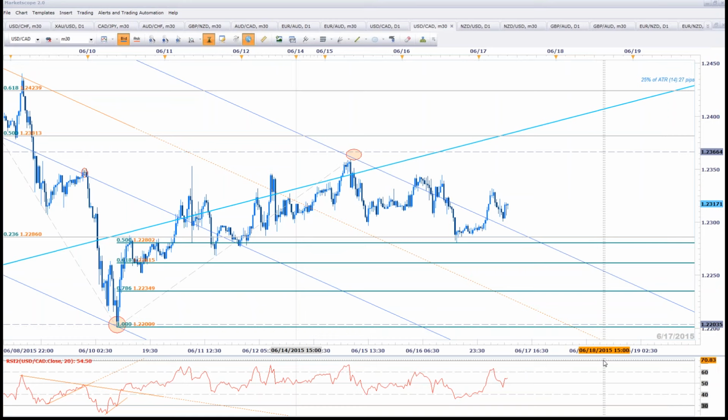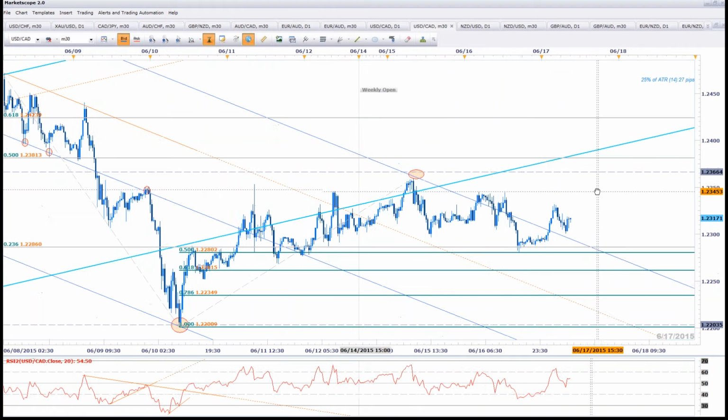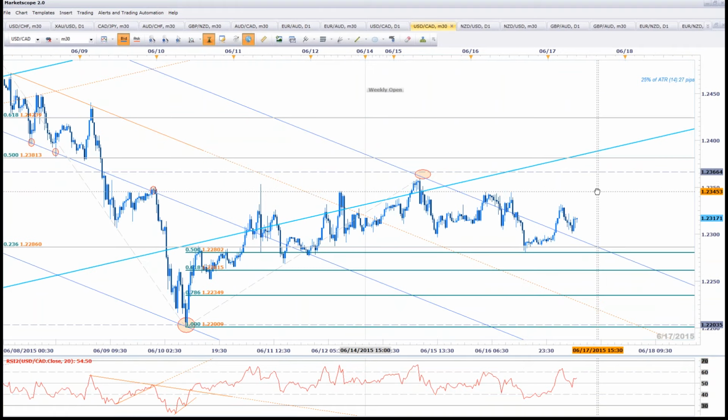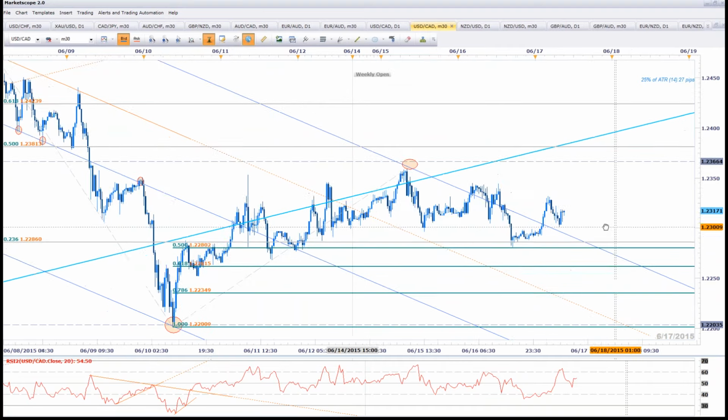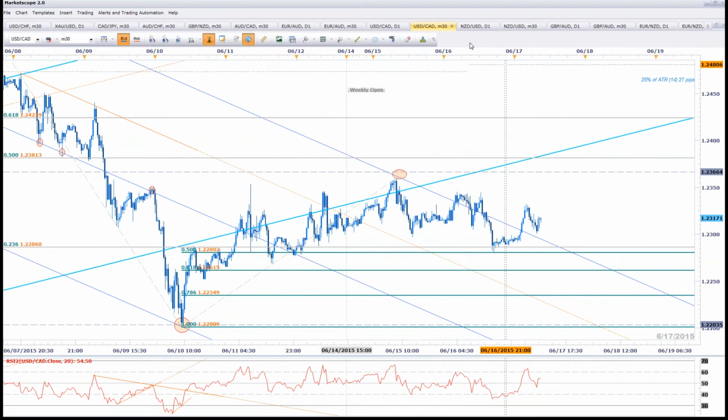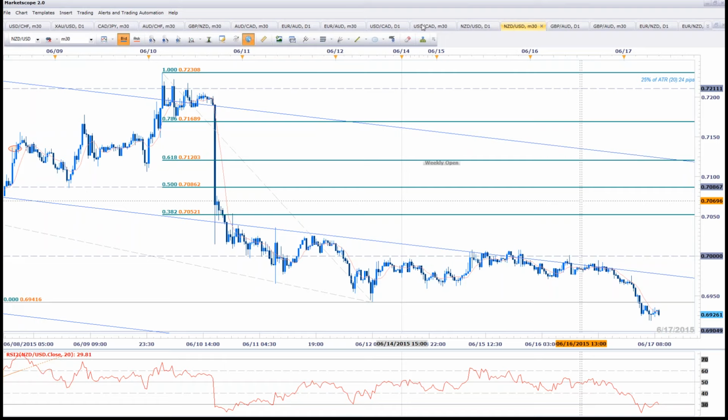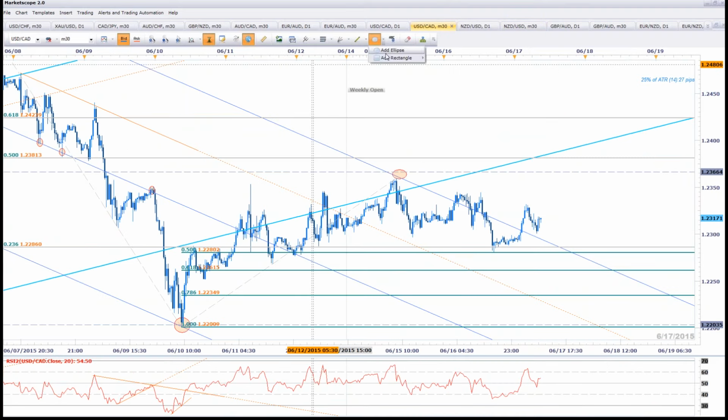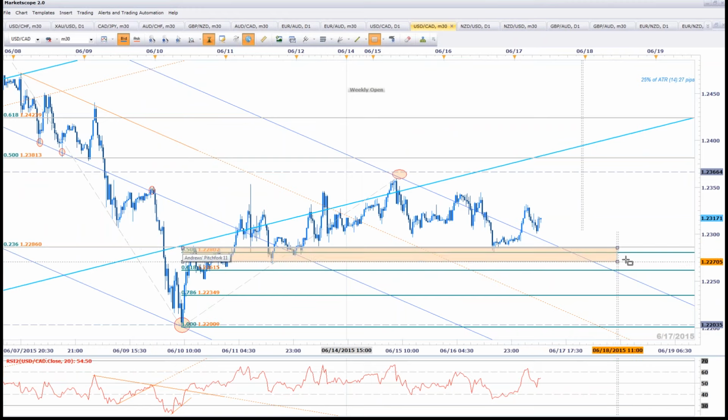All right. So dollar CAD, again, kind of a drifter, but a very well-defined opening range. And we'll be looking, again, for either a break below 122.80 or a break above 124. I want to highlight this region real quick. Right here.